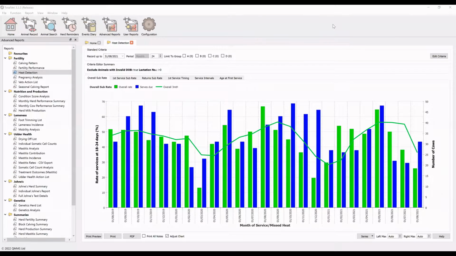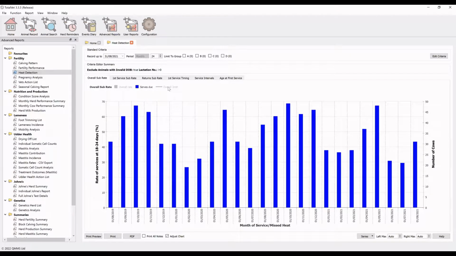The x-axis is divided into months, and in each month we plot the number of cows that are due a service, as well as the proportion of them that are served. So if we hide some series and break the graph down, we can see here we're just showing the number of cows that are due a service. So the number of cows that are eligible to be served. That's defined by the number of first services and the number of returned services.